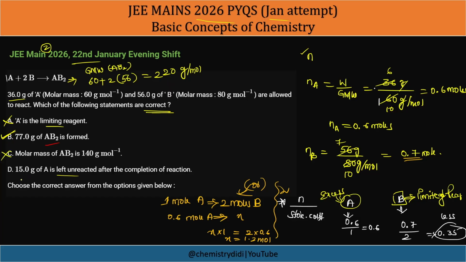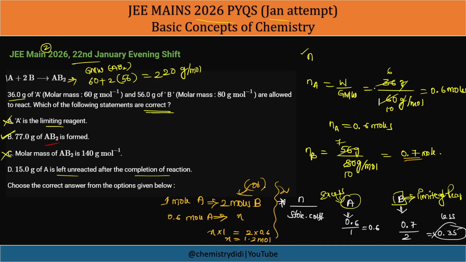And here they were asking whether 15 grams of A is left unreacted after the completion of the reaction. See here, as B is a limiting reagent, B will react totally. There won't be any unreacted part of B. But as A is the excess reagent, after the reaction happens, some amount of A will remain unreacted, right? So here they have given 15 grams of A is left unreacted after completion of the reaction. So now we need to check this.